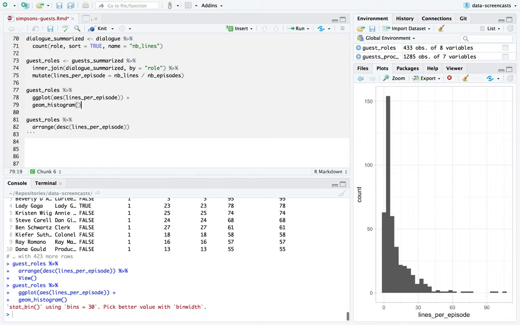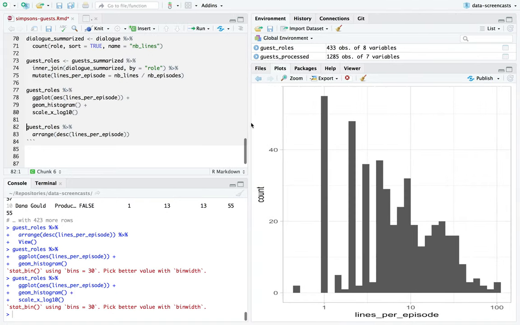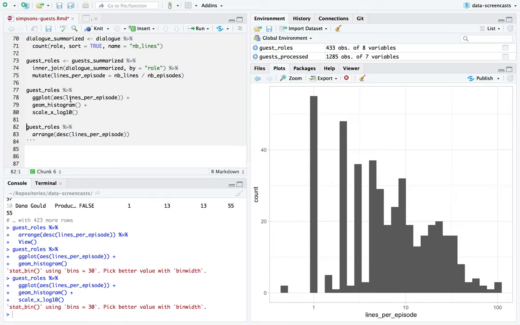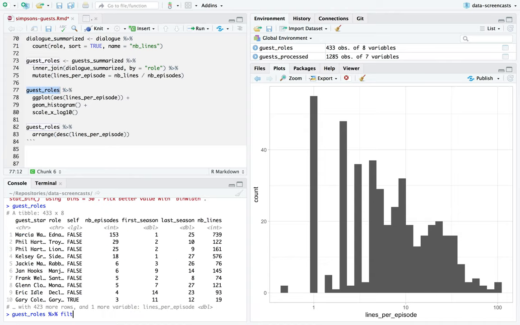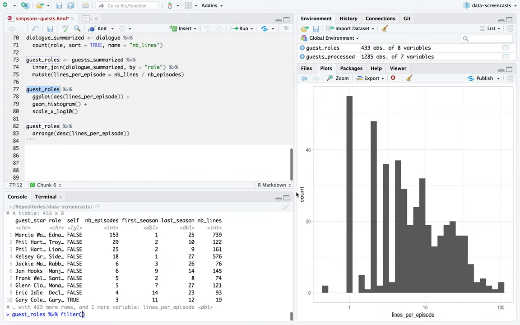I'm going to take this histogram, and if I show it on a logarithmic scale, I wonder if, logarithmic scales can be really rough. All right, so these are all the characters that appeared, had one line, then disappeared. So if I said filter, I'm just thinking there are a lot of ways I could try and find out what those one lines are. Do they make a lot of sense? But I've got an amusing idea.